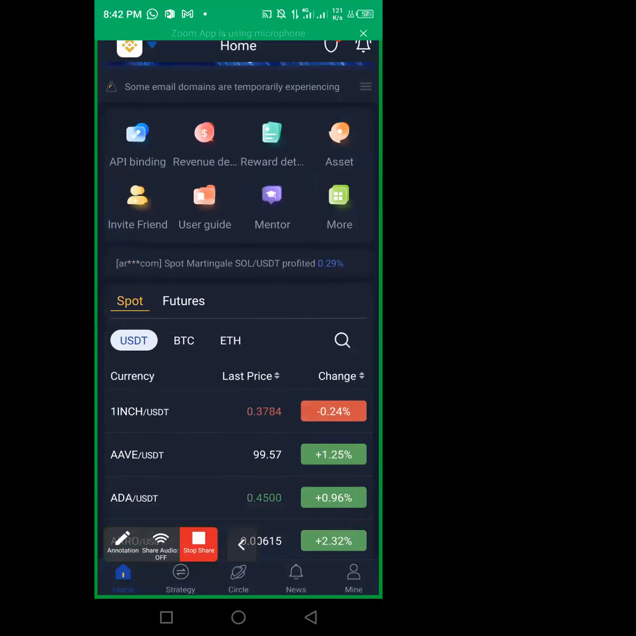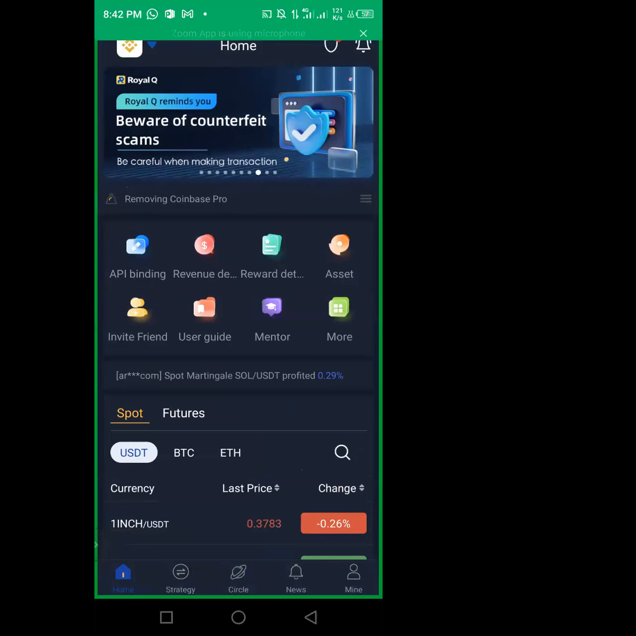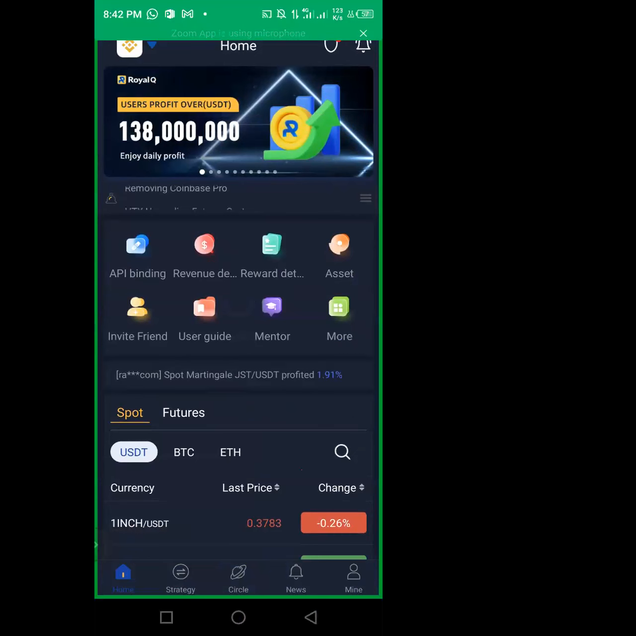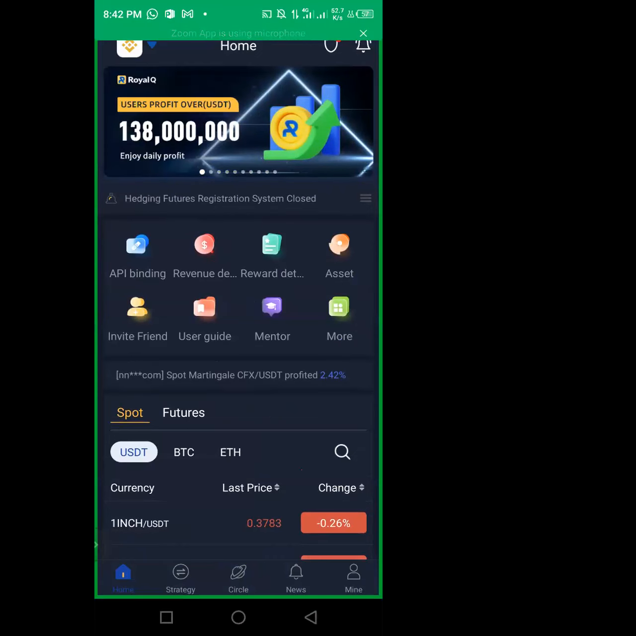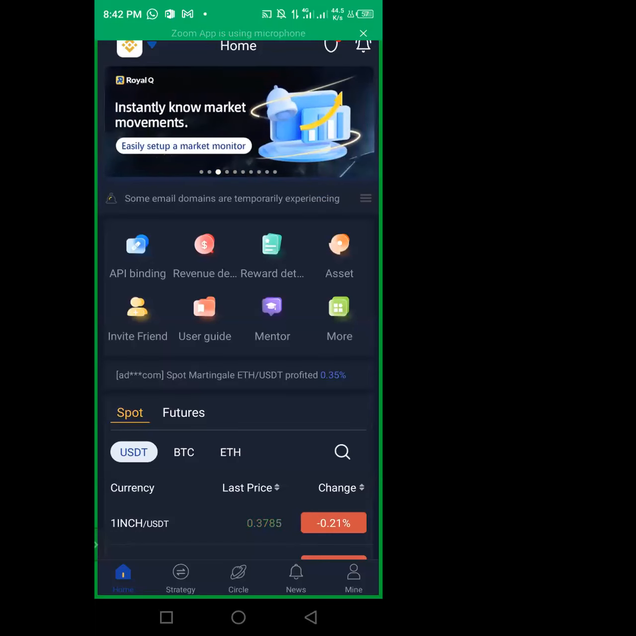So this is the Royalq app. This is the Royalq app we have been talking about that has made over 138 million USDT as profit for its users. The Royalq is an artificial intelligence robot, like our hosts have said.